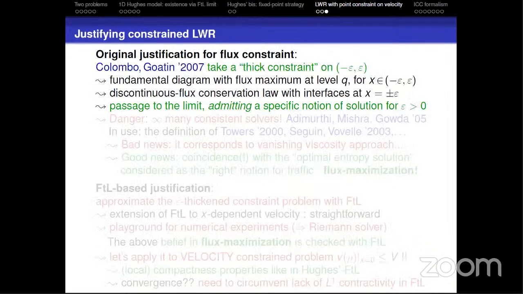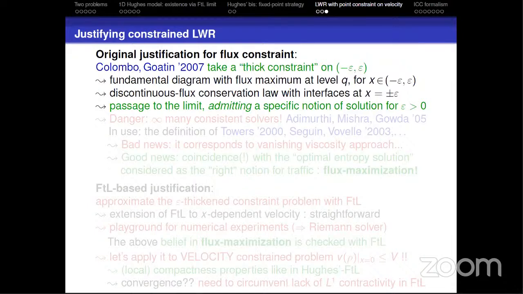So the first point is, what was the original justification of a flux constraint? It was to take a thin constraint, so now your site is not a point, but what is in practice something of 1 or 2 kilometers long on a very long road. So you put epsilon, then you insert a fundamental diagram with flux maximum, which is exactly at the level Q to which you want to limit the flux for this part of the road.